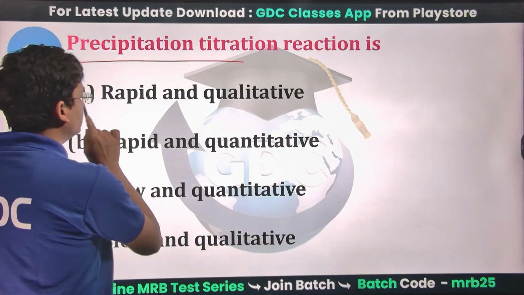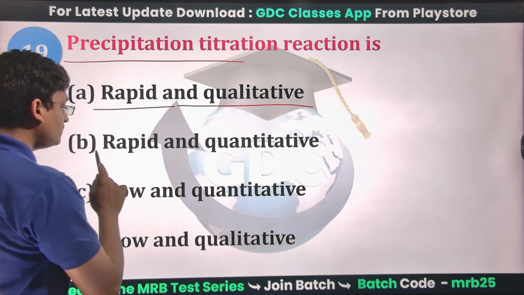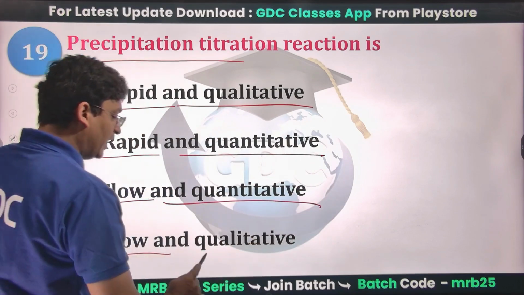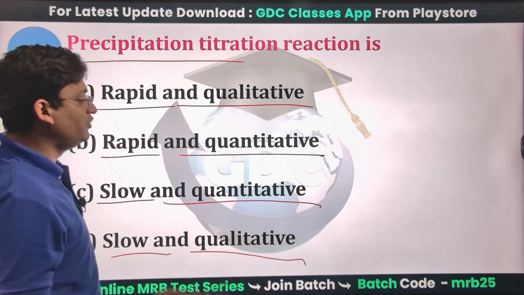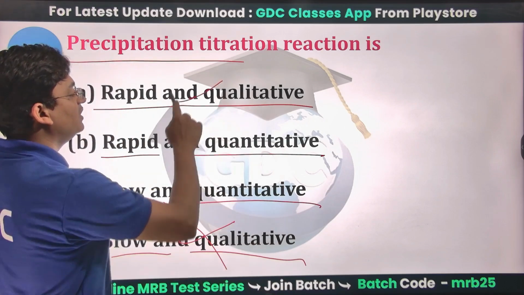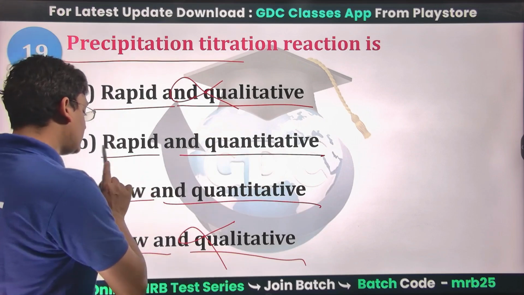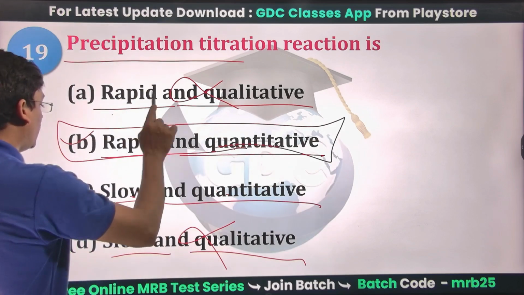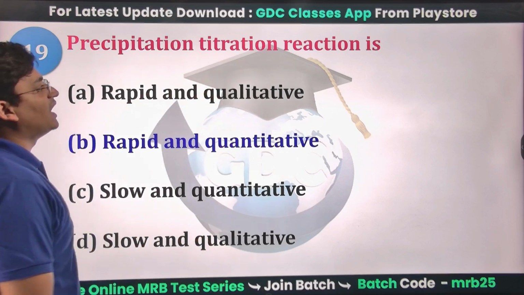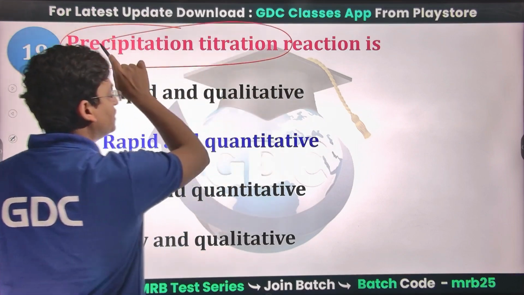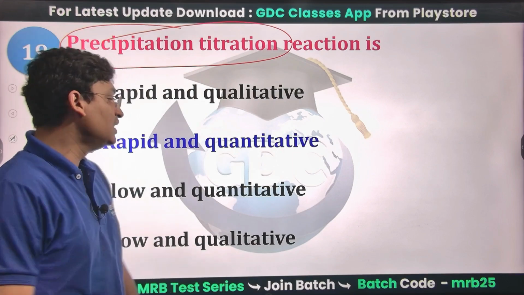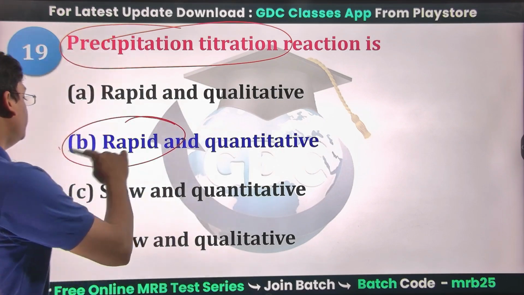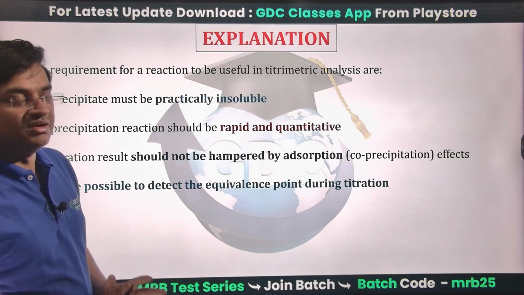Precipitation titration reaction is rapid and quantitative, or slow and quantitative, or slow and qualitative. So yes, this is a quantitative reaction, it's not qualitative. So A and D will be incorrect. It is rapid and quantitative or slow and quantitative. So yes, it's a rapid reaction and a quantitative reaction. So B will be the right answer. When we talk about precipitation titration reactions, they are quantitative, and they occur very fast, so they are rapid also. So B will be the right answer.